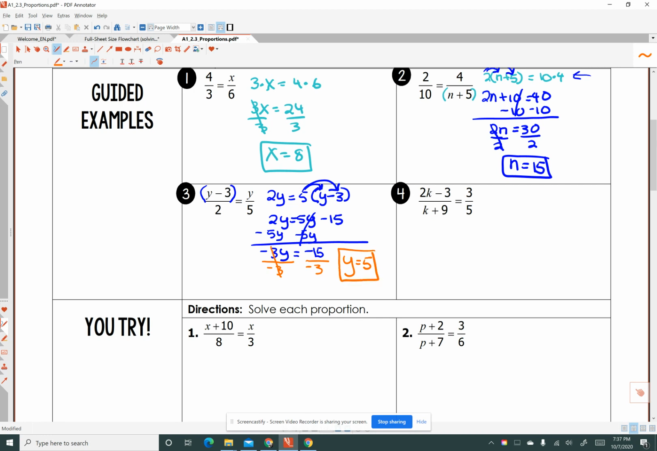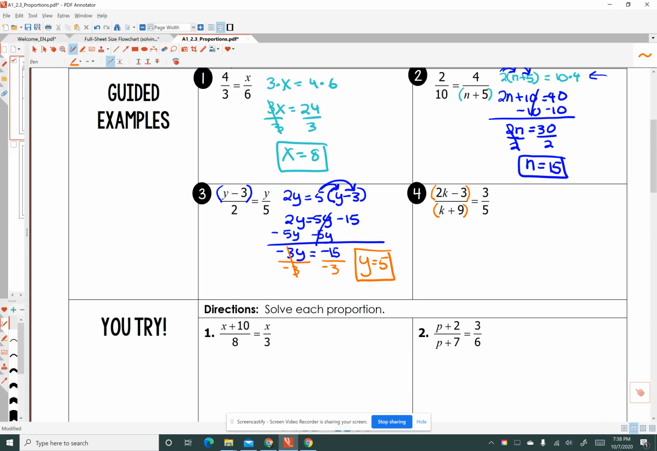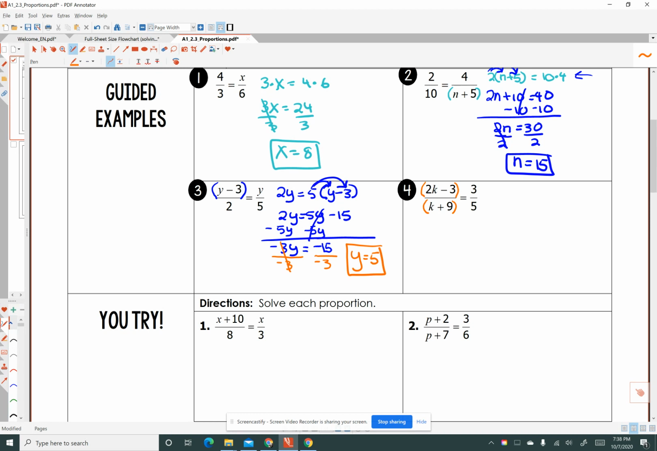Okay, now we're distributing in both this numerator and denominator. So let's start with 5 times the quantity of 2k minus 3 equals 3 times the quantity of k plus 9. When we distribute, we have 10k minus 15 equals 3k plus 27.